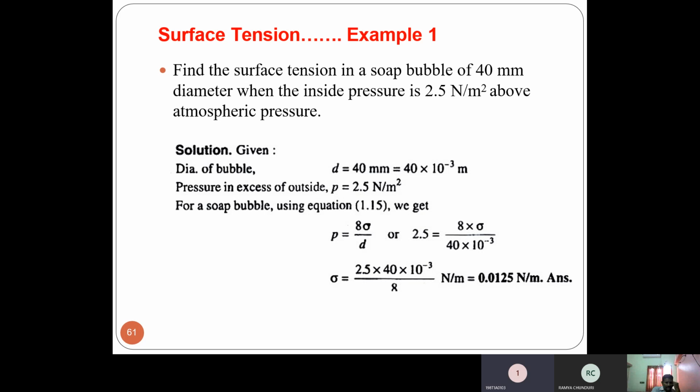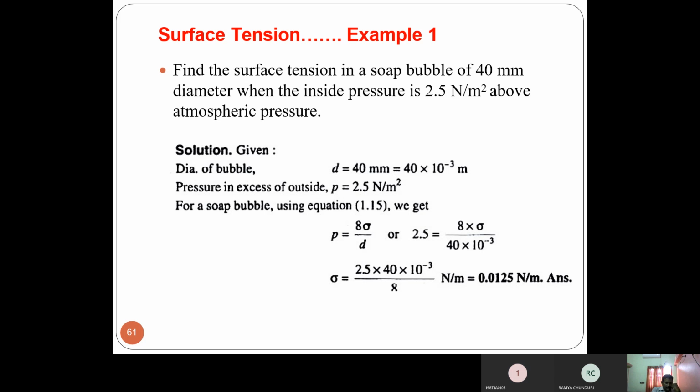Okay, first write down the diameter of the bubble. D is equal to 40 mm. Convert it into meter, so 40 into 10 to the power of minus 3. And the pressure in excess of the outside is given as 2.5 Newton per meter square. So for a soap bubble, the pressure difference P is equal to 8 sigma by D.